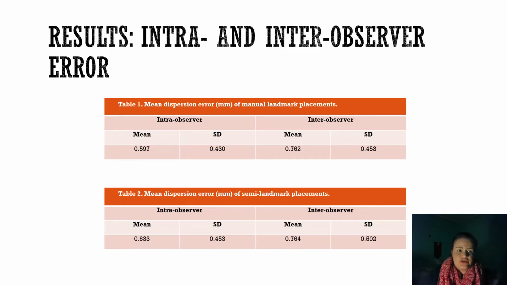To test for intra- and inter-observer repeatability, dispersion analysis was used. Dispersion analysis calculates the distance between the repeated landmarks and the mean of the landmark. Based on craniometric literature, a deviation from the mean of less than 2 mm was deemed acceptable. Mean values less than 2 mm were obtained for both intra- and inter-observer errors for the landmark and semi-landmark coordinates, indicating repeatability and reproducibility. A larger mean and standard deviation were obtained for the inter-observer error for both landmarks and semi-landmarks than for the intra-observer error.